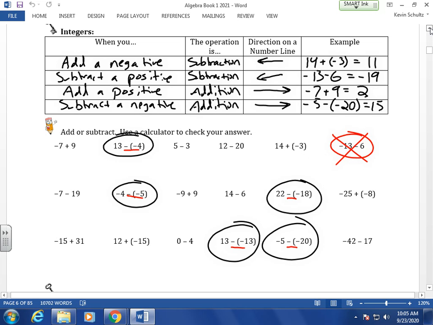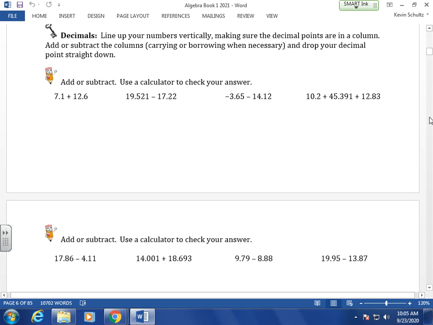Moving on to decimals. What's the biggest thing to remember when adding and subtracting decimals?